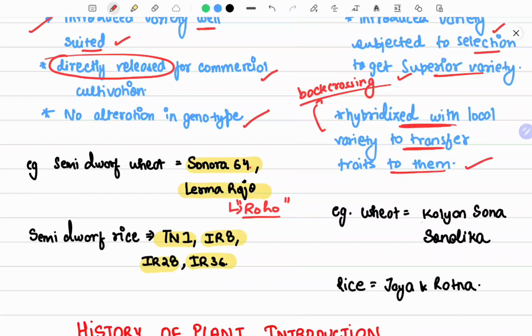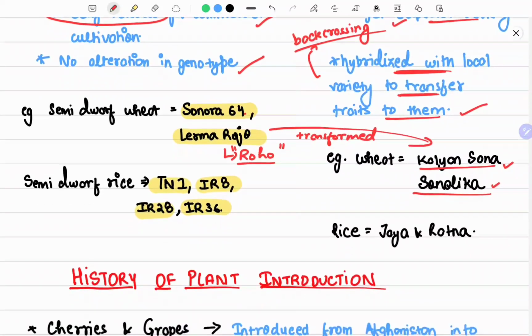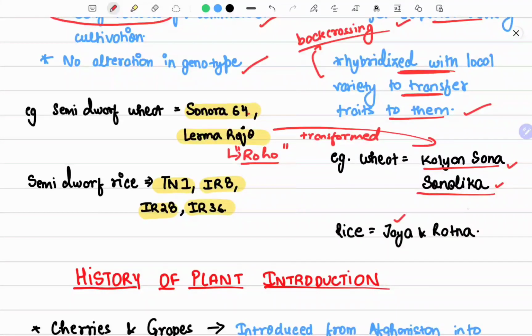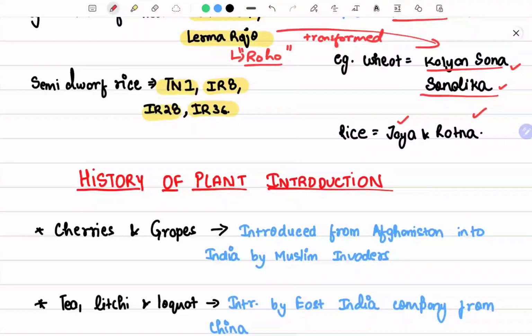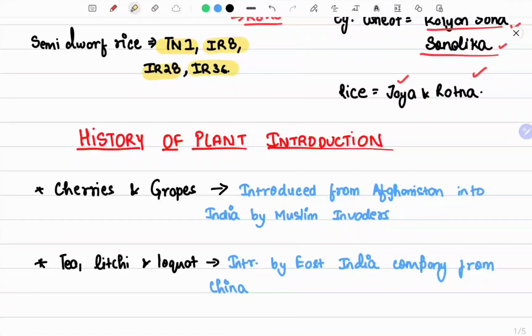Now for wheat, the secondary introduced are Kalyan Sona and Sonalika. What happened was that Sonora 64 and Lerma Rojo were transformed into Kalyan Sona and Sonalika. Similarly for rice, Jaya and Ratna were the semi-dwarf varieties that were secondarily introduced. Now we'll see the history of plant introduction.